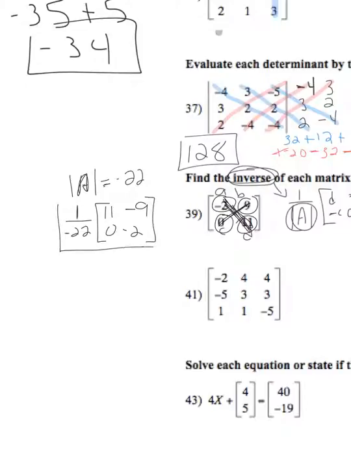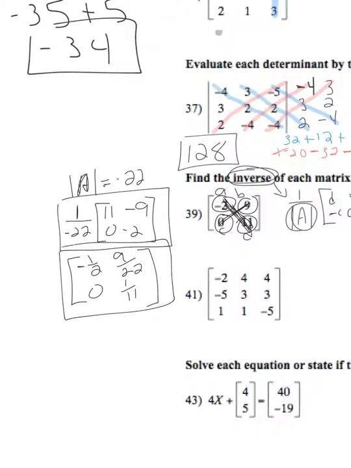Now, you can actually answer it like that, or you can multiply in the negative 1 over 22. So I'll go ahead and do that. So it'll be negative 11 over 22, so that's negative 1/2. Negative 9 over negative 22, so 9 over 22, 0 over 22, and negative 2 over 22 would be positive 1/11. There it is multiplied in.